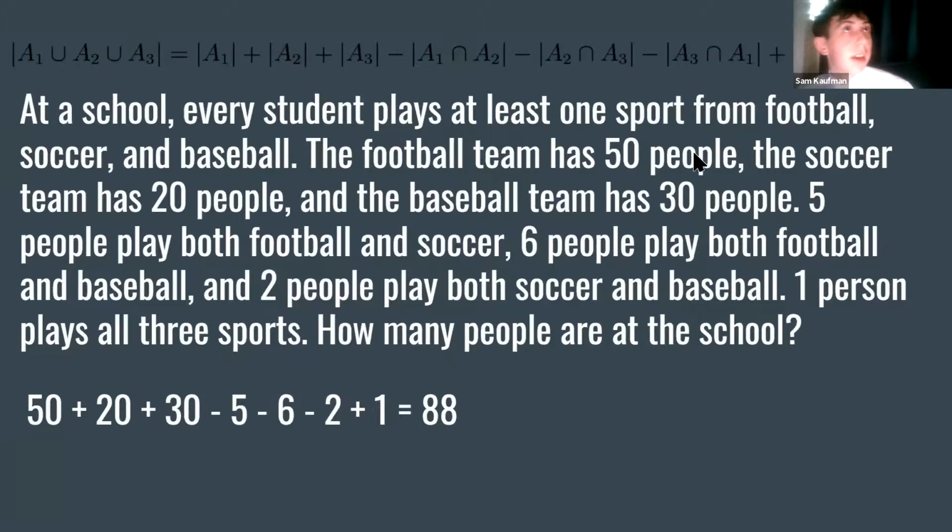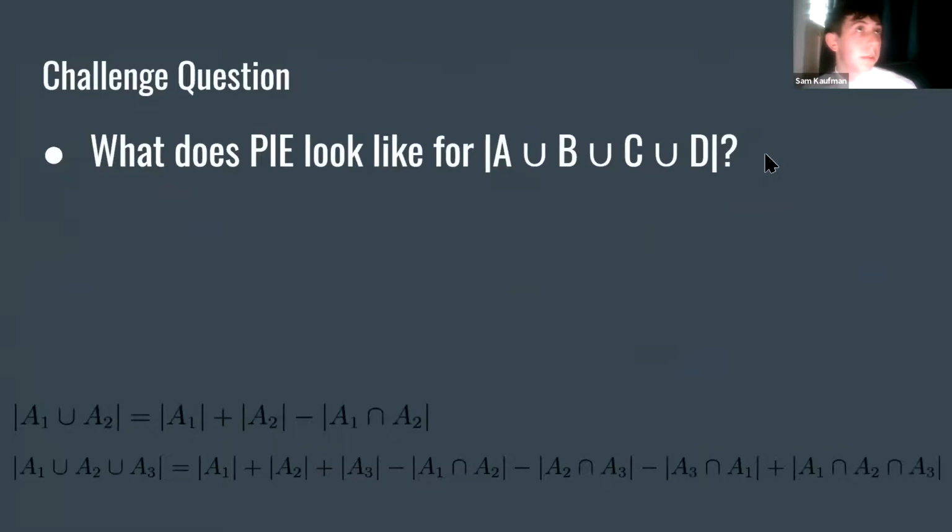All right. I think I have one more thing. So this question might take a little while. If you have paper, it might be good to write it down. How would you use the principle of inclusion and exclusion to find the union of A, B, C, and D? How do you draw a diagram with 4 circles?